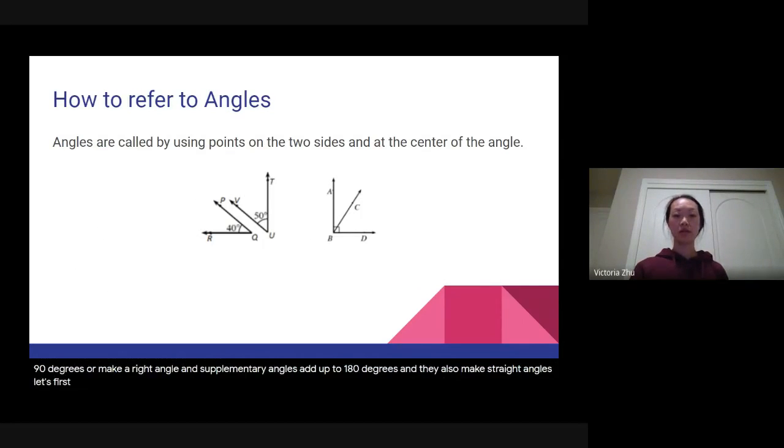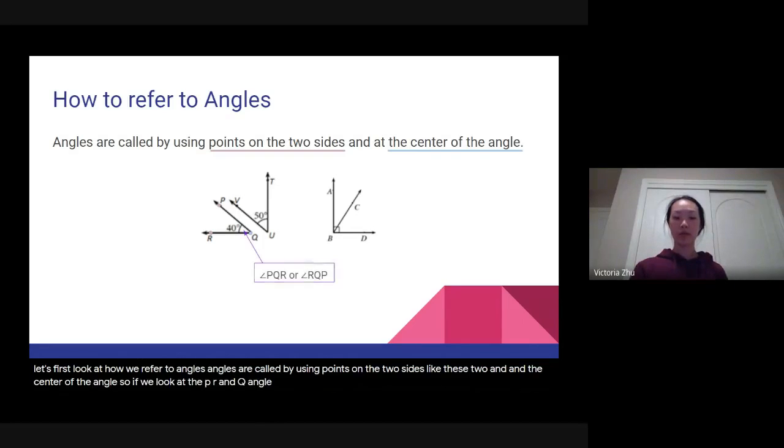Let's first look at how we refer to angles. Angles are called by using points on the two sides and the center of the angle. So if you look at the P, R, and Q angle, we actually call the angle PQR or angle RPQ. Both work.